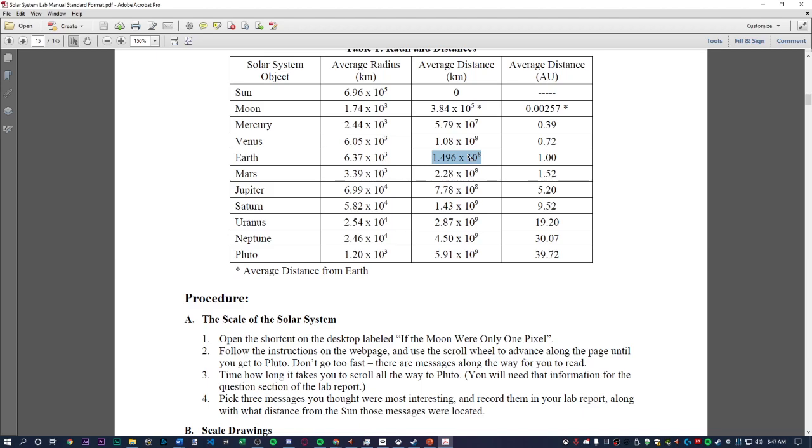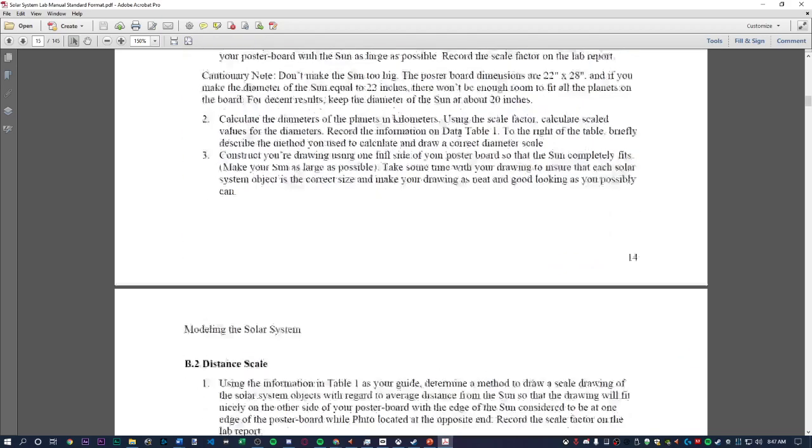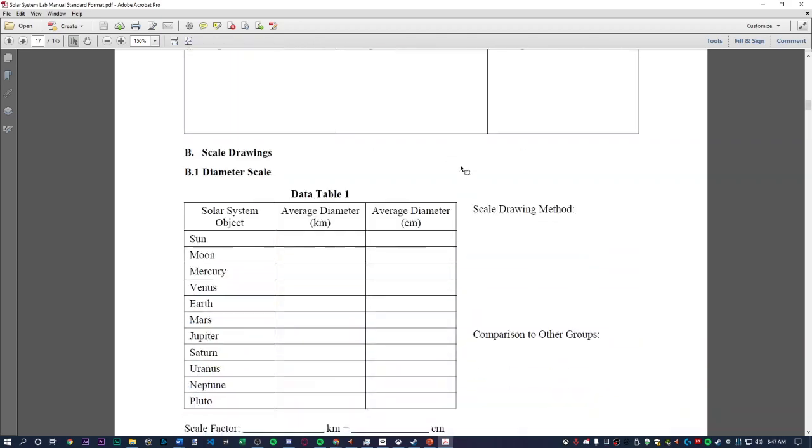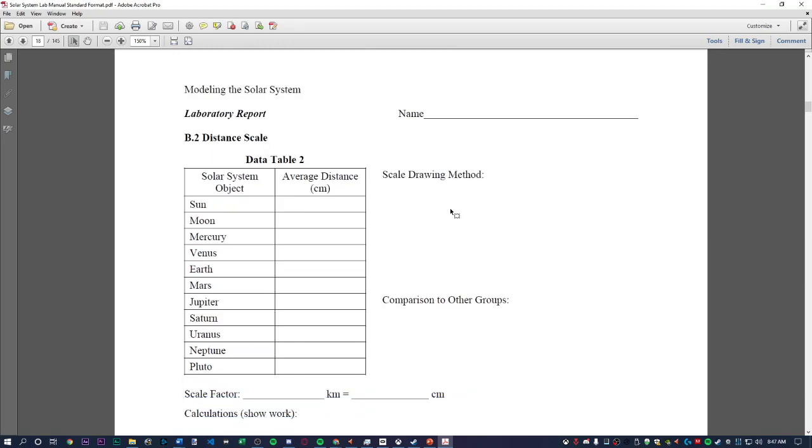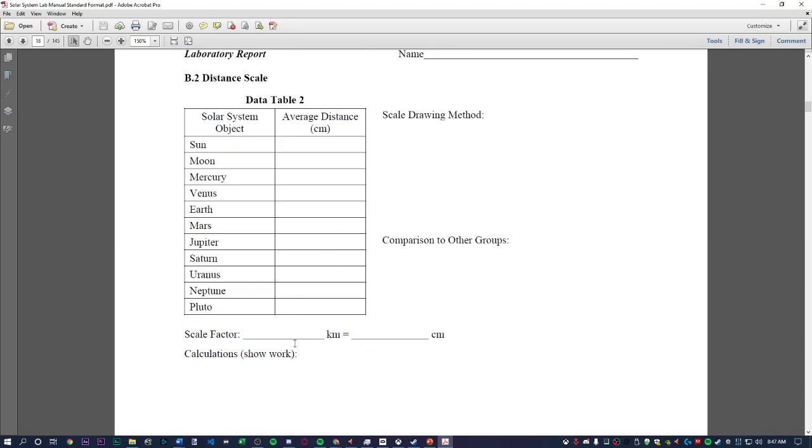So I just kind of told you how to do scaling. So you will do that. Scale factor, 1 kilometer is equal to however many centimeters. Or 1 centimeter is equal to however many kilometers. It's fine. And you're going to get where every planet would be on that poster board from 1 to 28 inches. All right.